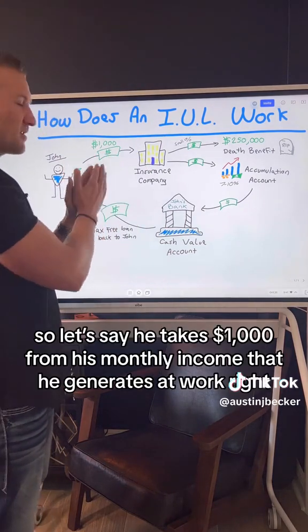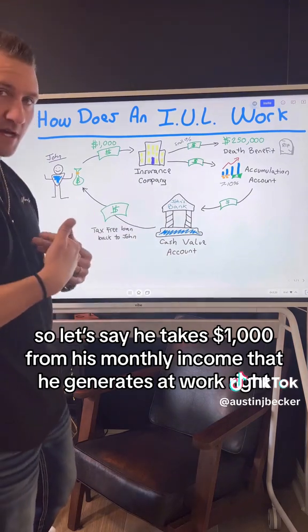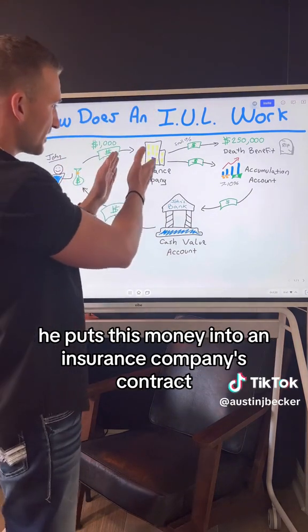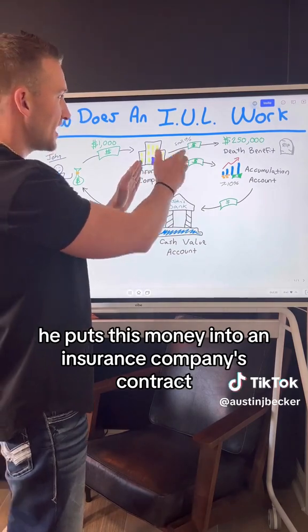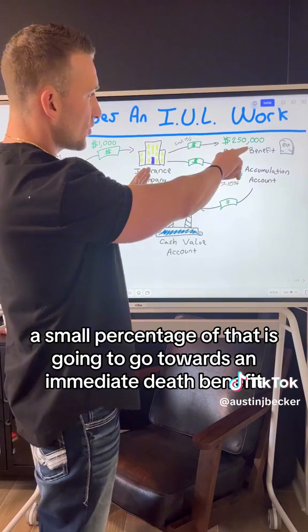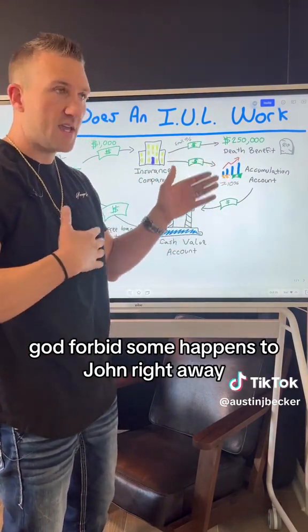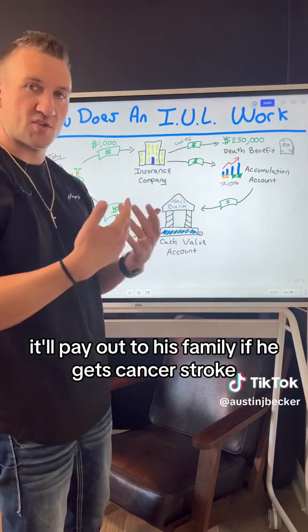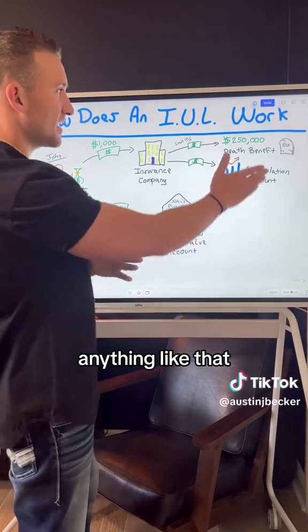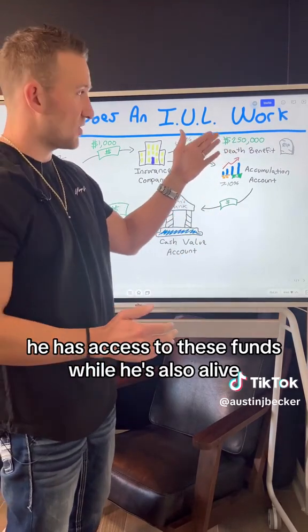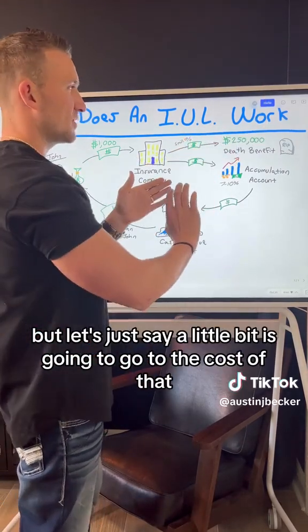So let's say he takes $1,000 from his monthly income that he generates at work, right? He puts this money into an insurance company's contract. A small percentage of that is going to go towards an immediate death benefit. God forbid something happens to John right away, it'll pay out to his family. If he gets cancer, stroke, heart attack, brain aneurysm, anything like that, he has access to these funds while he's also alive. But let's just say a little bit's going to go to the cost of that.